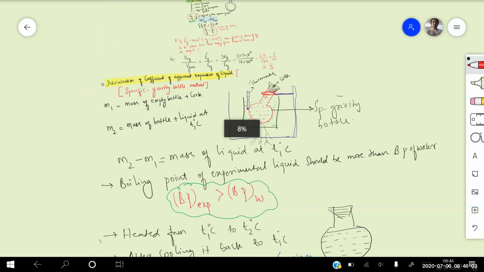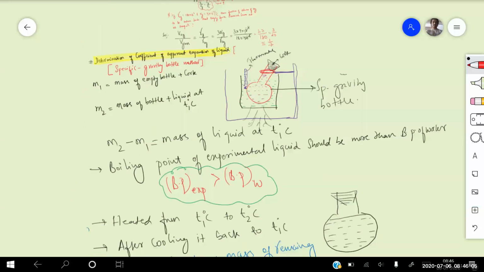See, determination of the coefficient of apparent expansion of a liquid, if I'm talking about. In this one, we are talking about the specific gravity bottle method. This experiment is called what? Specific gravity bottle experiment. Now, what we have taken is one bottle, this red bottle which I have drawn is called a specific gravity bottle. And there is a thermometer that has been taken, and this bottle has been connected with your cork, and it has been supported with a wire to the stand. And you are giving the heat to the vessel.